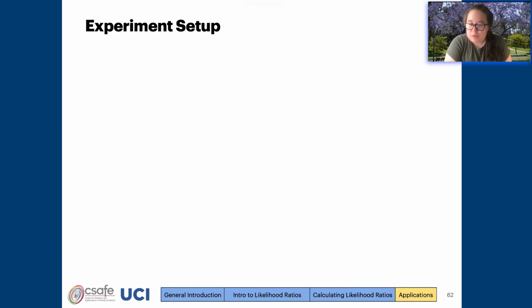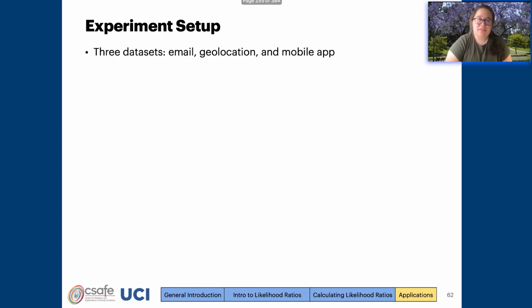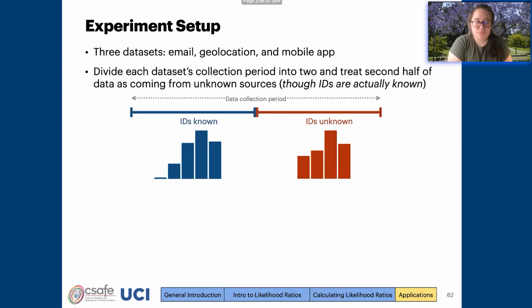And so we did some experiments with real world data sets, and we did this across 3 different data sets: email, geolocation, and mobile app usage data. And to set up the experiments across each of these 3 data sets, we, in general, split the data set, the time over which it was collected, into 2 halves. And we treat the first half of the data as coming from people that we know. So these are going to be the known source event counts. And we treat the second half of the data as coming from unknown IDs. Obviously, in reality, because we have access to the full data set, we know which ID generated these events.